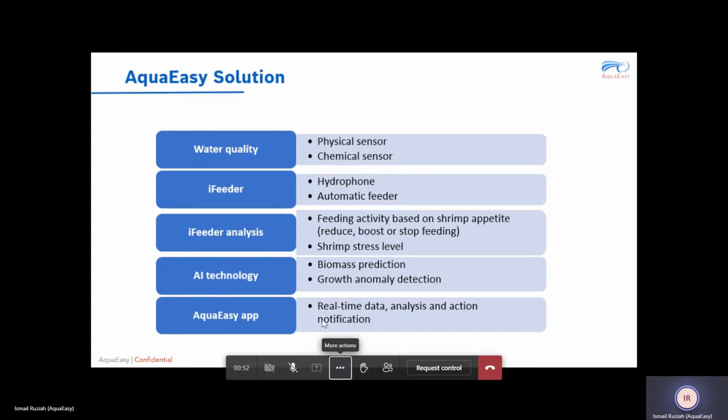Excuse me, I have a question. In this noise level, which level is the acceptable or good response from the shrimp? Okay, when we are talking about response, my next slide will try to explain a bit more on that.